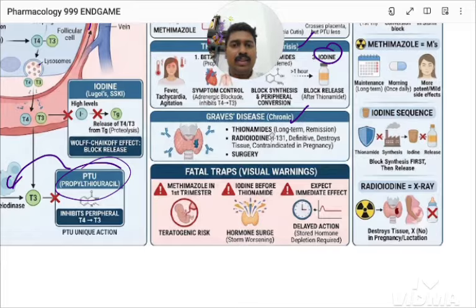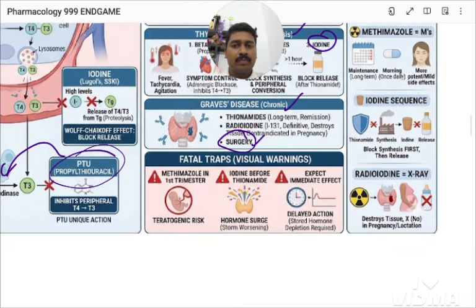So this can be used in conditions where there are selective nodules which increase thyroid hormone secretion. This is contraindicated in pregnancy. In pregnancy, our drug of choice is PTU and methimazole. And next is surgery. So you should be very careful. Methimazole is not used in the first trimester because of teratogenic risk.